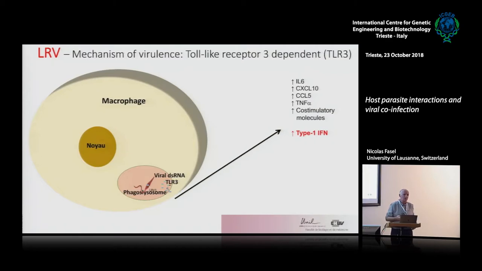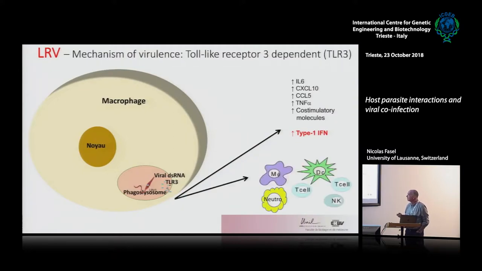This is known. Luckily, toll-like receptor 3 is only activated by double-stranded RNA. And then if you have type 1 interferon, you can start to have inflammatory chemokines and cytokines. Then you also attract cells like neutrophils, macrophages, T cells, DCs, NK cells, and so on.